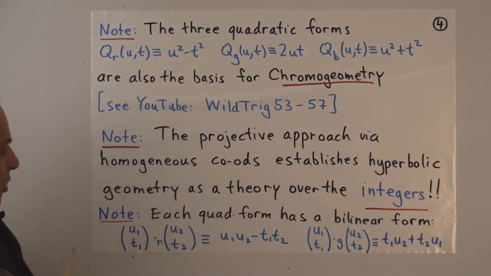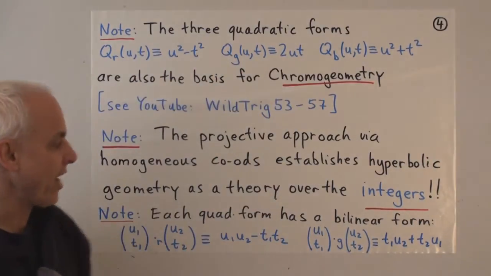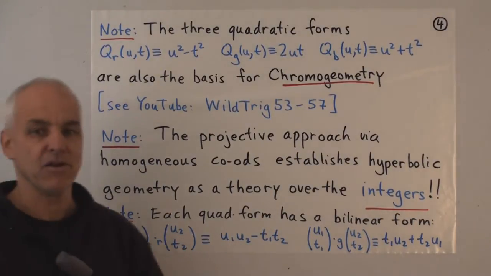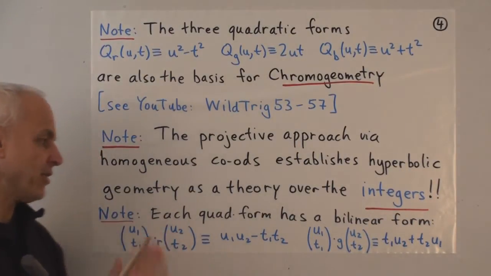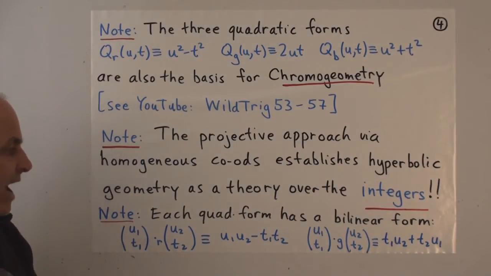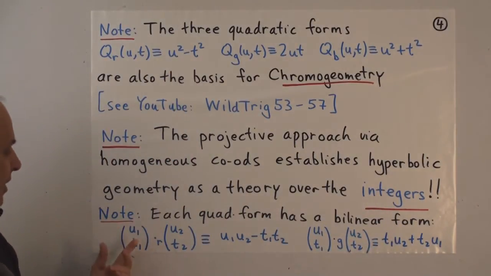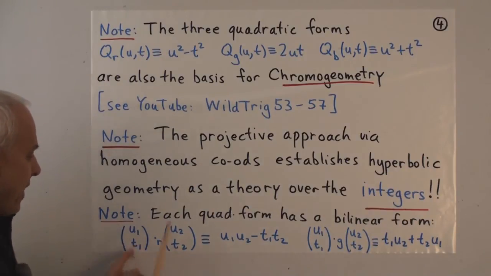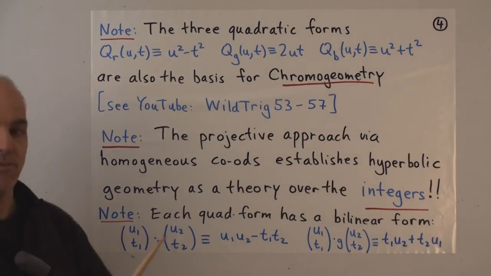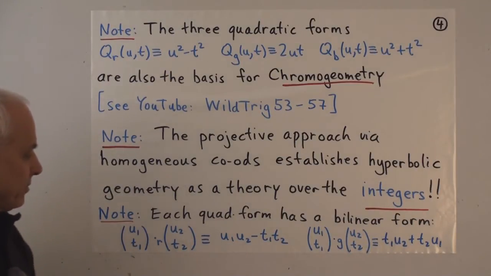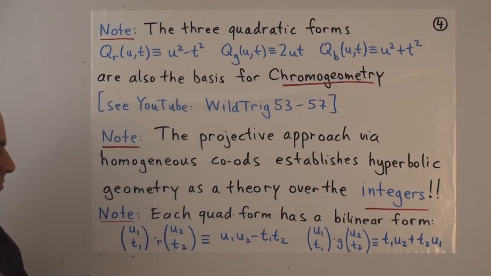And then another point is that these three quadratic forms also have associated to them things called bilinear forms. Now you don't really need to know this, I'm just pointing this out for those of you who have had a little bit of algebra, linear algebra. So the corresponding bilinear form to this one here is a function of two vectors. So if you have two vectors u1 t1 and u2 t2, then you can combine them with a sort of a dot product by this formula here, u1 u2 minus t1 t2. And then if these two vectors happen to agree, then you recover the quadratic form.